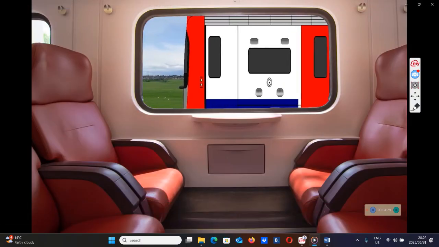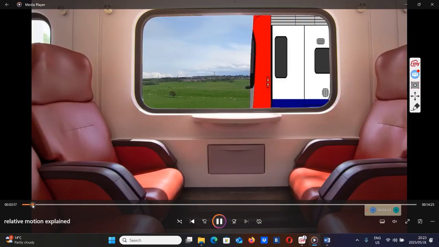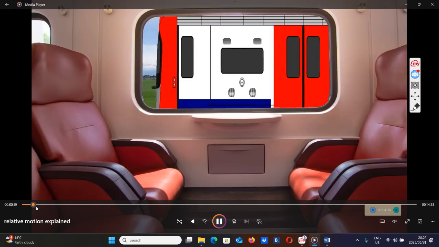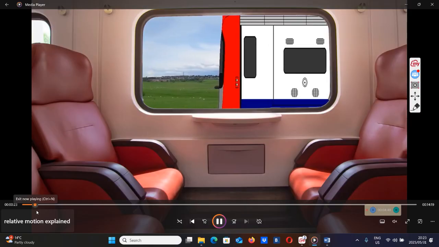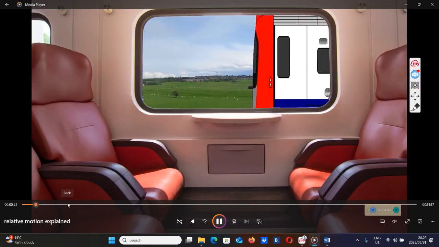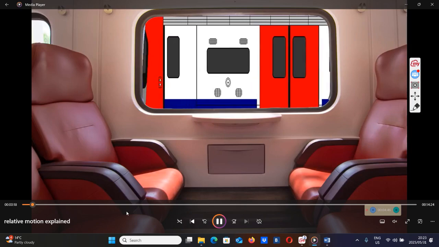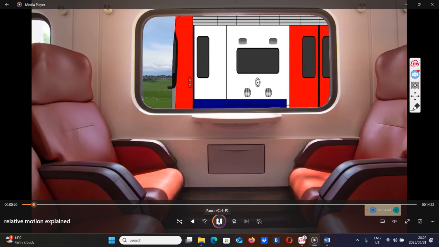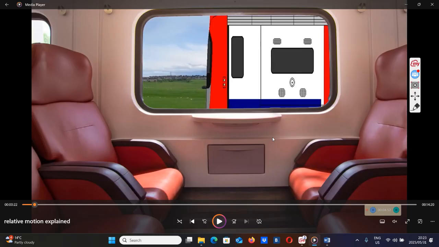As it continues, you will see that actually the train in motion is train A. So train A is the one which is in motion, then train B is stationary. As I've said, relative velocity is what appears to the eyes of the observer.